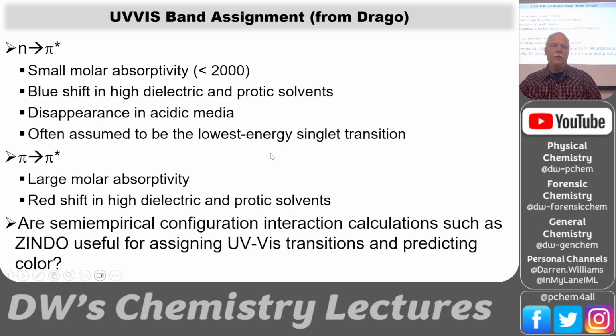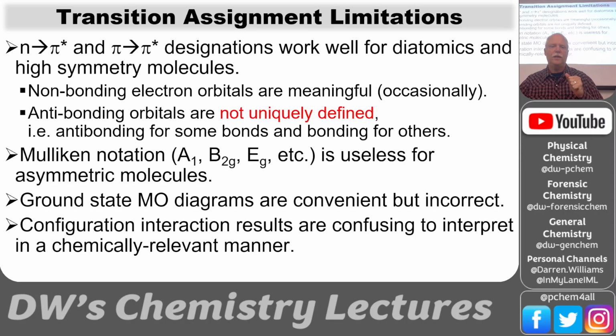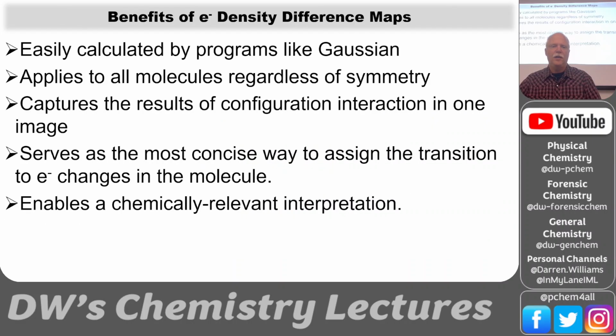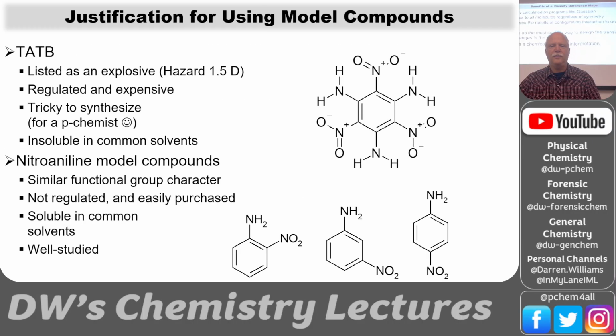And so, yes, we could assign things to n to pi star and pi to pi star, but we said those are very difficult to nail down in a bigger molecule. So let's look at the UV-Vis. And so these are limited in these kinds of definitions of n to pi star and pi to pi star. So let's look at these energy electron density difference maps.